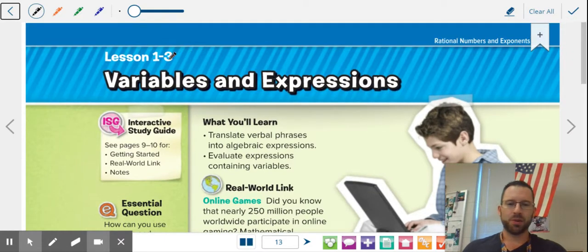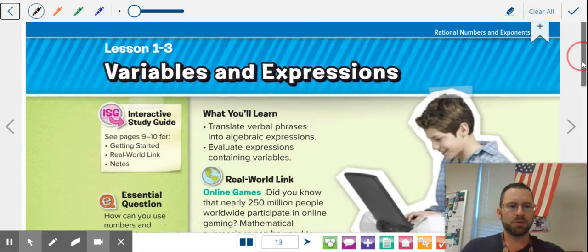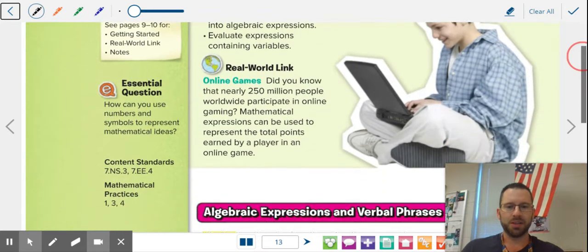Well, it says lesson 1.3, but this is our second lesson of the year, and it's on variables and expressions. So last time we talked about numerical expressions, so those are expressions just with numbers and operations. This time we're going to talk about algebraic expressions. So those are expressions that also have variables in them.